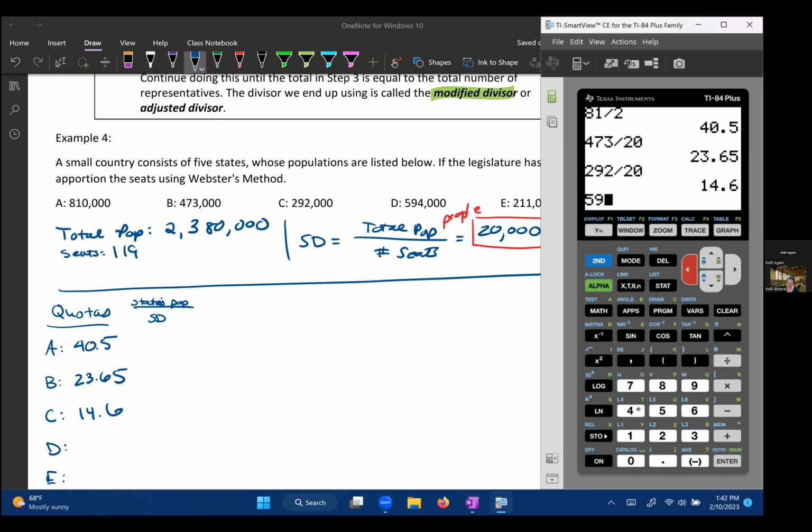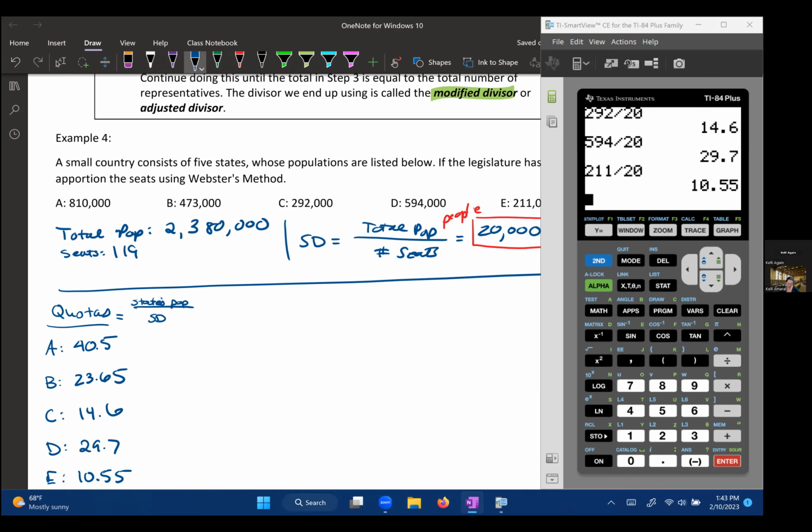594, not 597, 594 divided by 20,000 is 29.7. And 211 divided by 20,000 is 10.55. And I think that is correct. I'm just checking, yeah, 10.55, 14.6, 29.7, 23.65. Okay. Good, good, good.